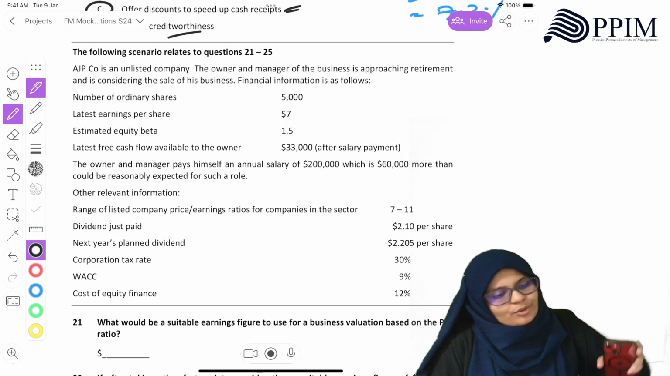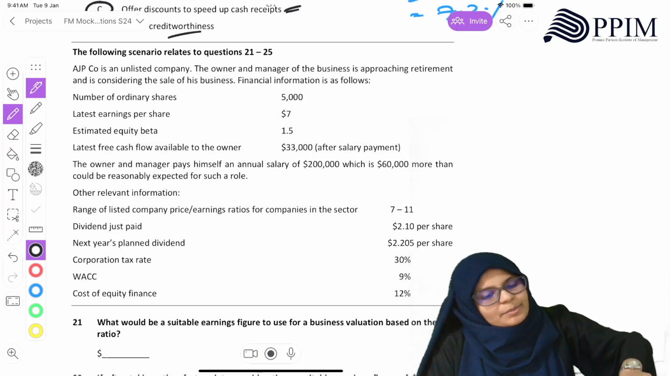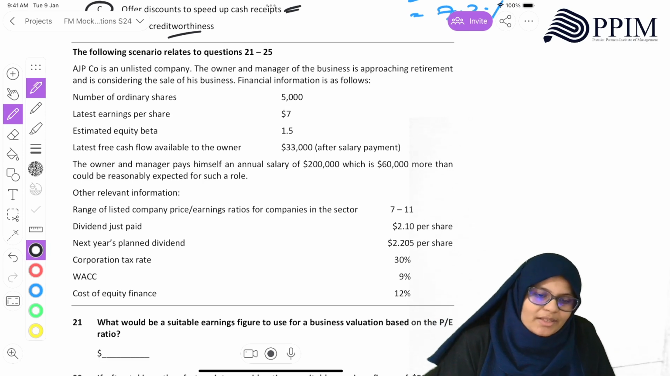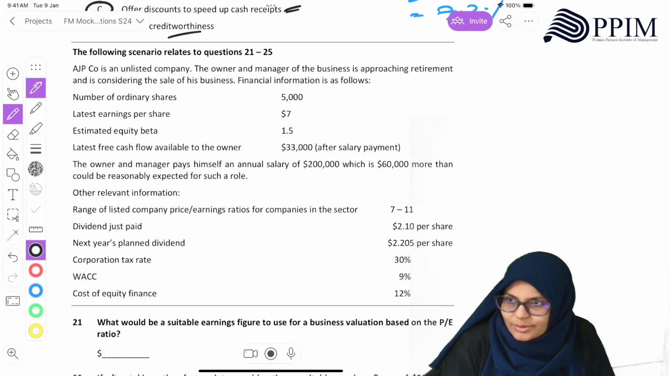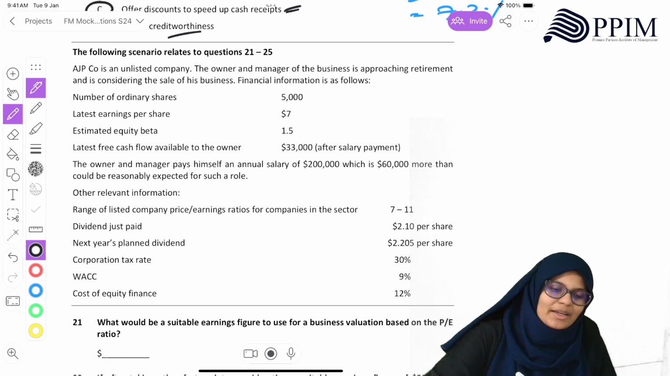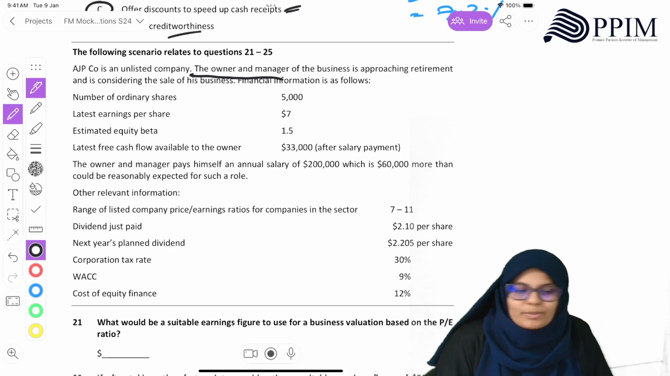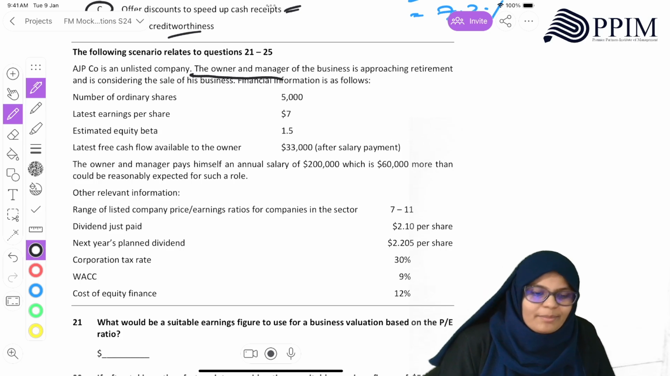Let me read through. It says AJP company is an unlisted company. The owner and manager of the business is approaching retirement and is considering the sale of his business. So all these days it has been like a sole trader. There is one owner, he is also running the business, but now he is going to sell the business. Financial information is as follows.